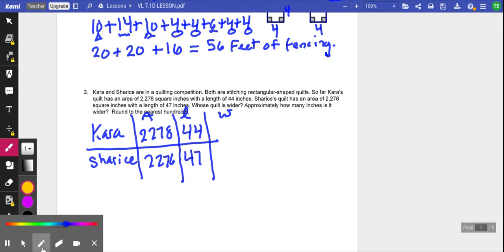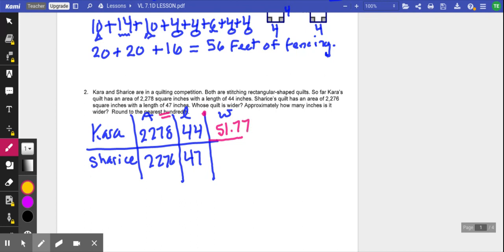All right, and now we're ready to do some math. I know that length times width equals area. So if I want to get back to the width, I'm going to have to divide. So here I'm going 2,278 divided by 44, and I get that this width is 51.77.